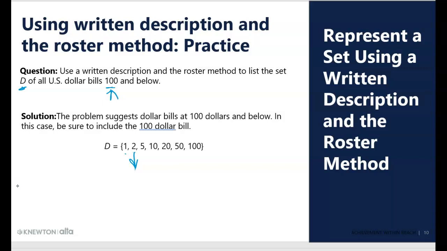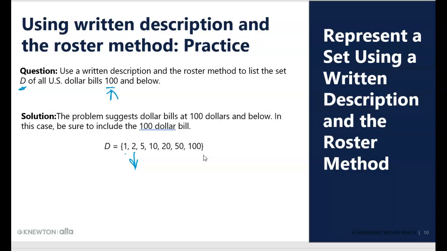But the idea is a set doesn't have to be just mathematical numbers. It can talk about all kinds of things. So that's the roster method for writing a set. And it's fairly simple, but you have to be careful.